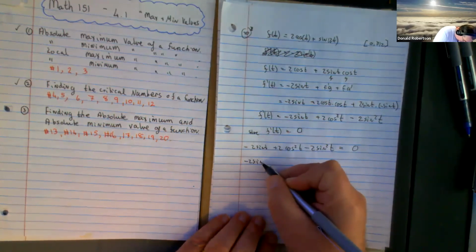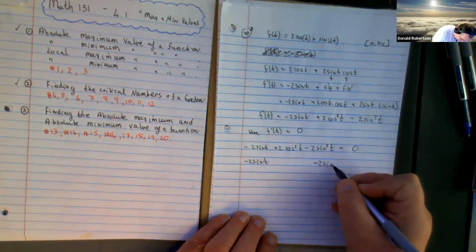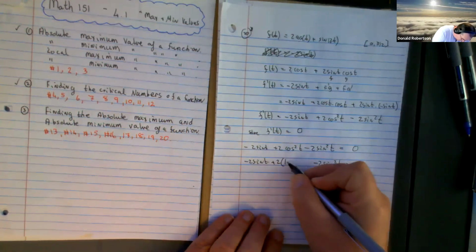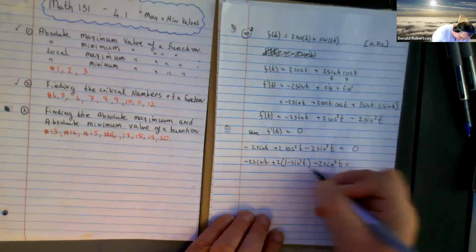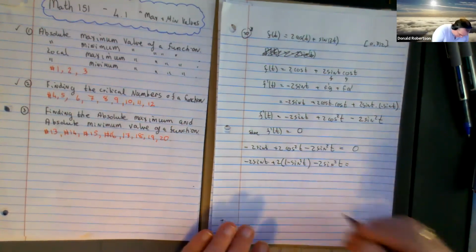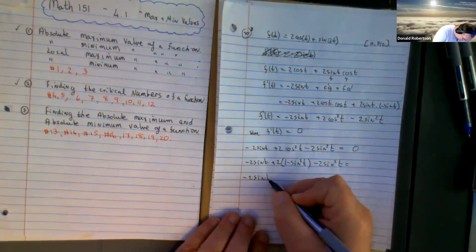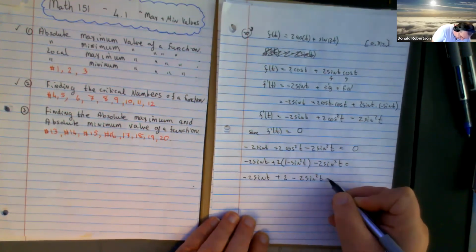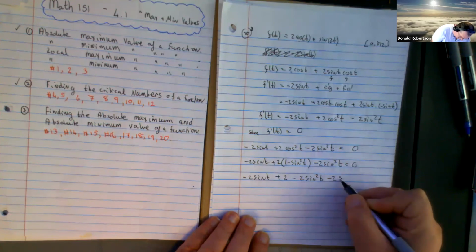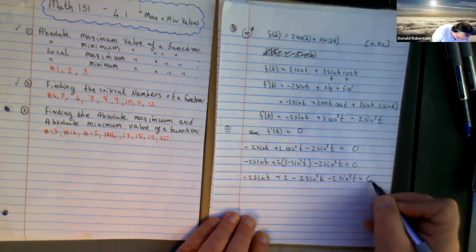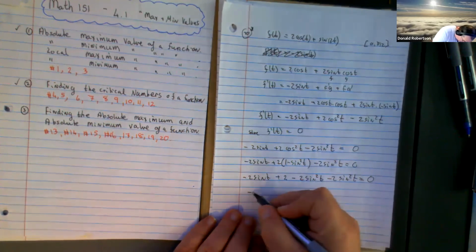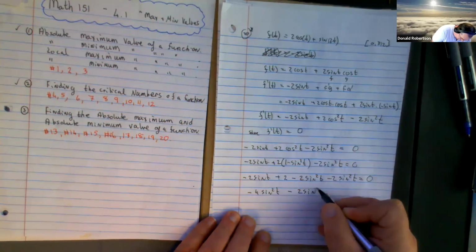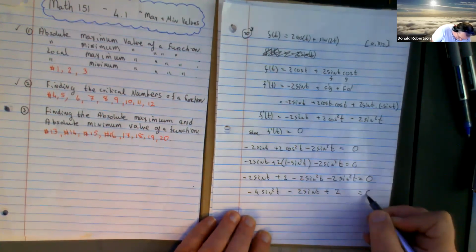So that's good. And this is good. 2 cos squared can be written as 2 times 1 minus sine squared. That is another trig identity. So I now have -2 sine t plus 2, take away 2 sine squared t, take away another 2 sine squared t equals 0. And we have -4 sine squared t, -2 sine t plus 2 equals 0.